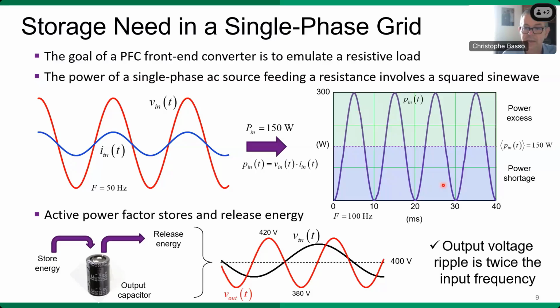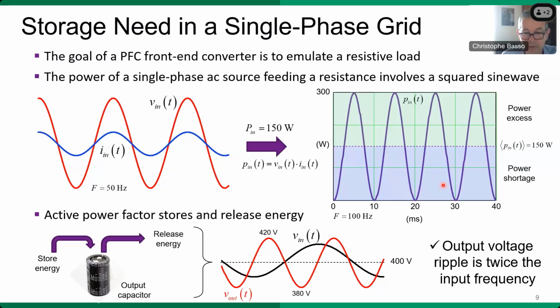And actually, if we plan on developing an active power factor corrector to emulate the resistive behavior, then the PFC circuit will need to also store and release energy as illustrated. And this active process results in a voltage ripple that appears on the output, and the frequency is twice of the input source, like 100 hertz in a 50 hertz or 120 hertz in a 60 hertz network.